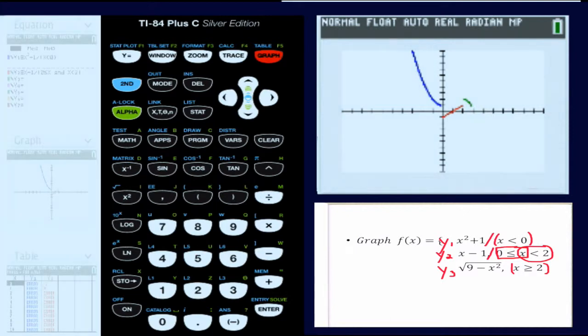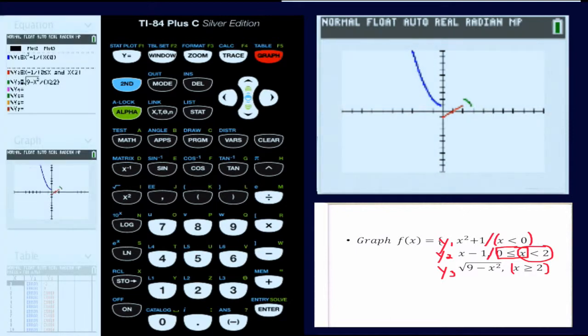And that's our third part of our piecewise function, which is a little quarter of a circle. That concludes our lesson on graphing piecewise defined functions.